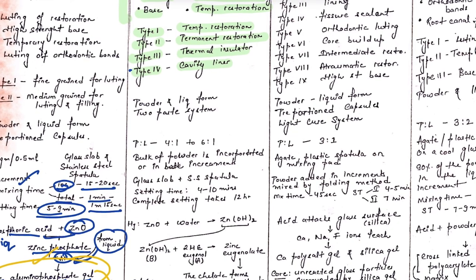Coming to the mode of supply, again we have powder and liquid form. This is the most normal form we have. Then we have two paste systems. One paste is the base. You get two tubes like toothpaste. One is the base and the other tube is the catalyst. Okay, base and catalyst. Now we'll come to the manipulation.